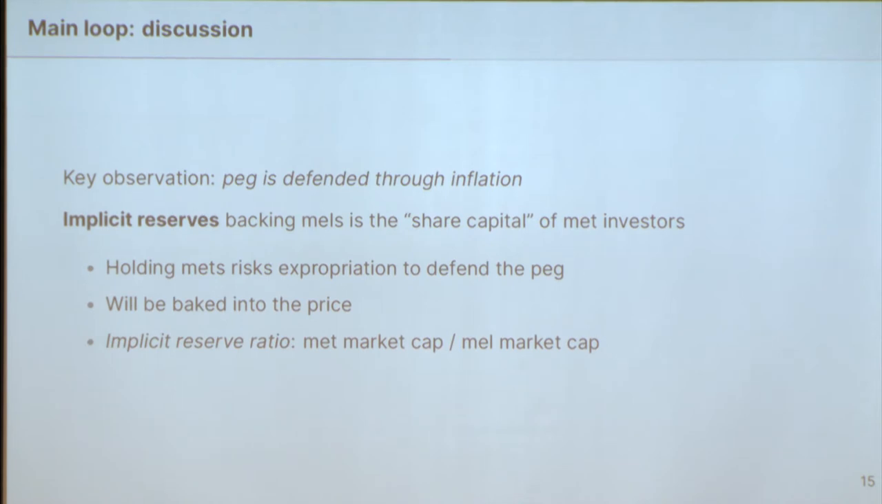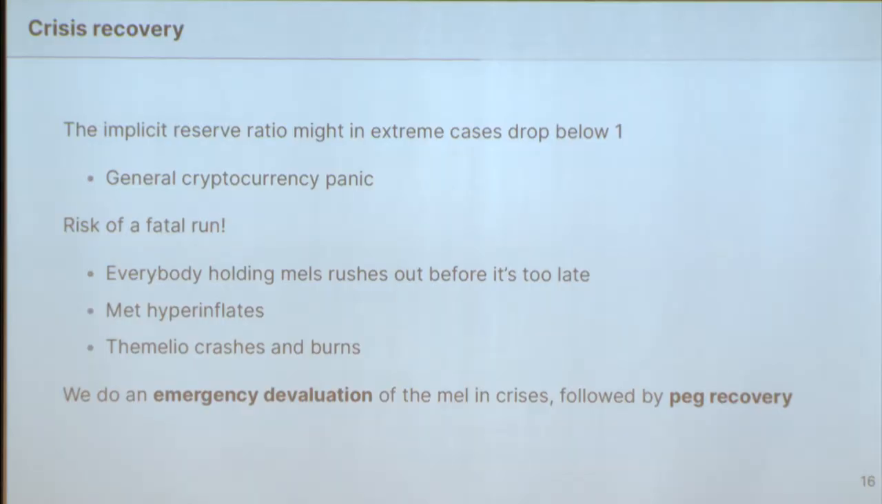So we have here this implicit reserve ratio, which is the METs market cap over the mails market cap, and we want this to be over 1. And finally, in extreme cases, this might drop below 1. So imagine there is a general cryptocurrency panic, and everyone throws away their METs because it's volatile, and then there is a flight to safety into mails. Now, this will cause the ratio to become lopsided, and people will start throwing away their mails.